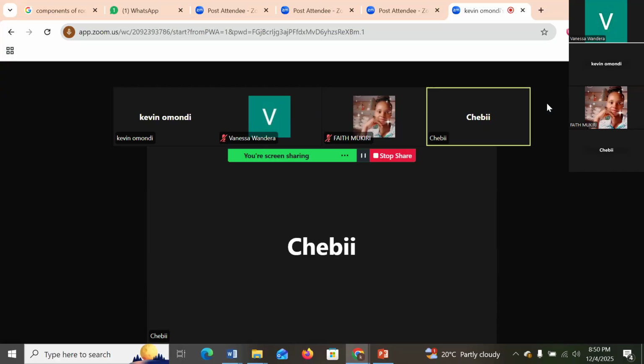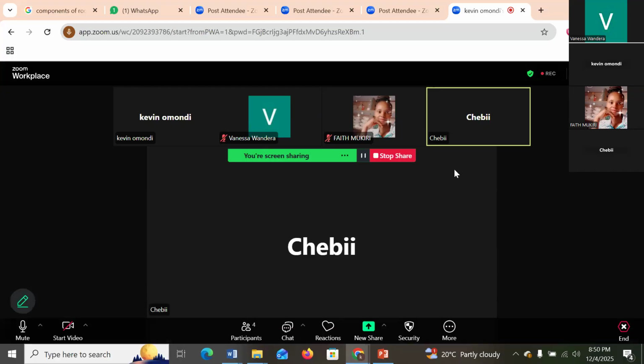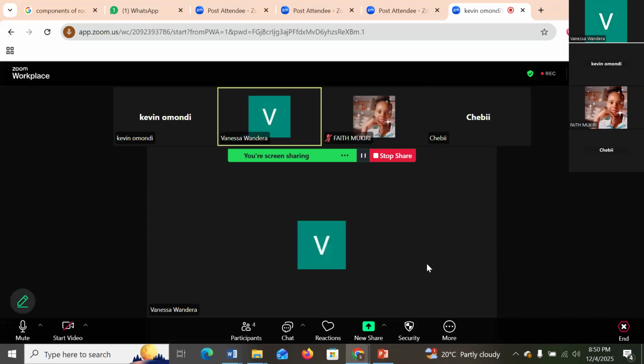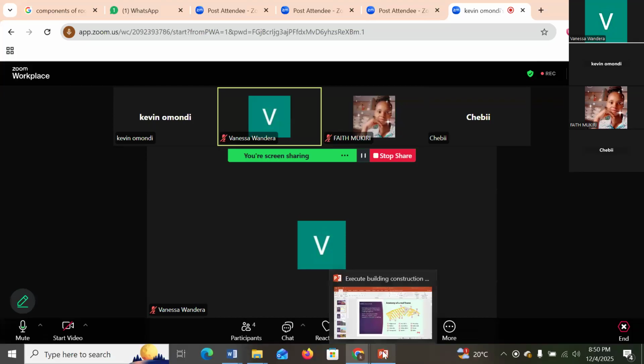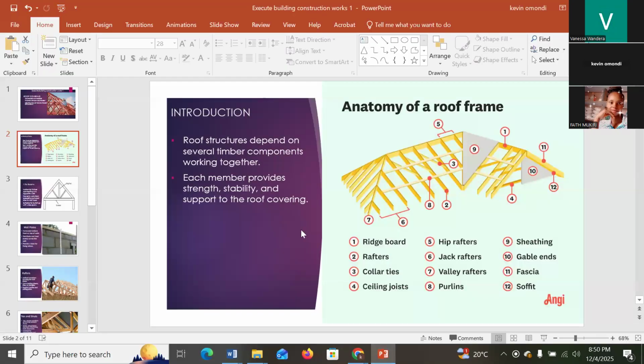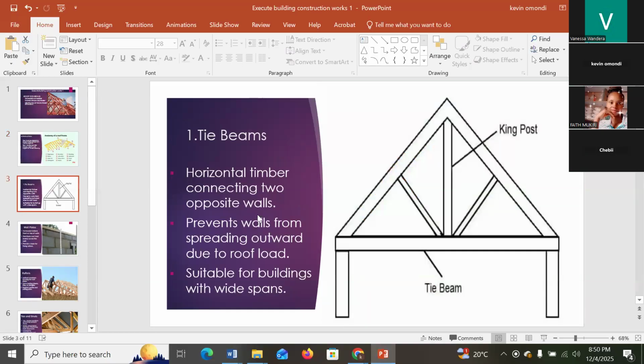That's good, Chebi. Vanessa, you want to say something? Yes, when you talk about the ridge, this is where you're going to have the ridge board, and then on top of it, you put a flat metal sheet, and it forms the apex of your roof structure. Okay, that's nice. All of your answers are okay. Let us see some of the things that you have said.